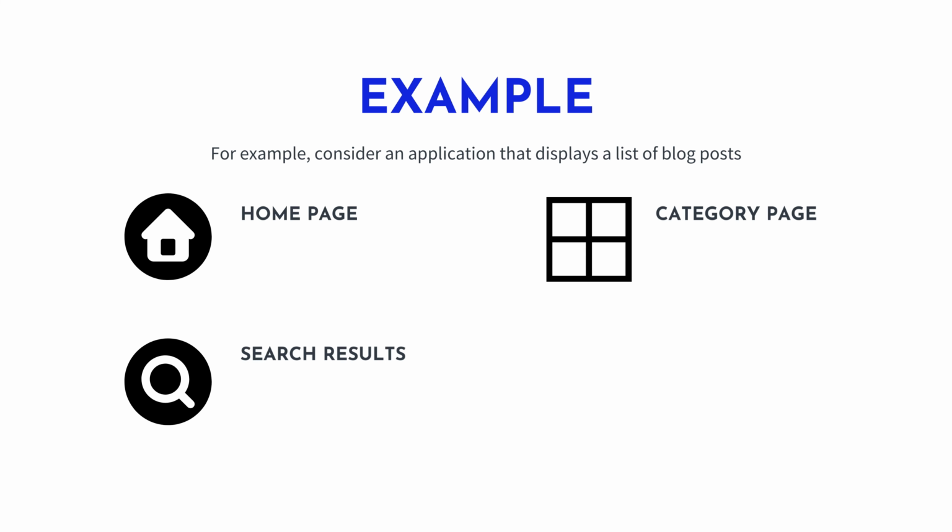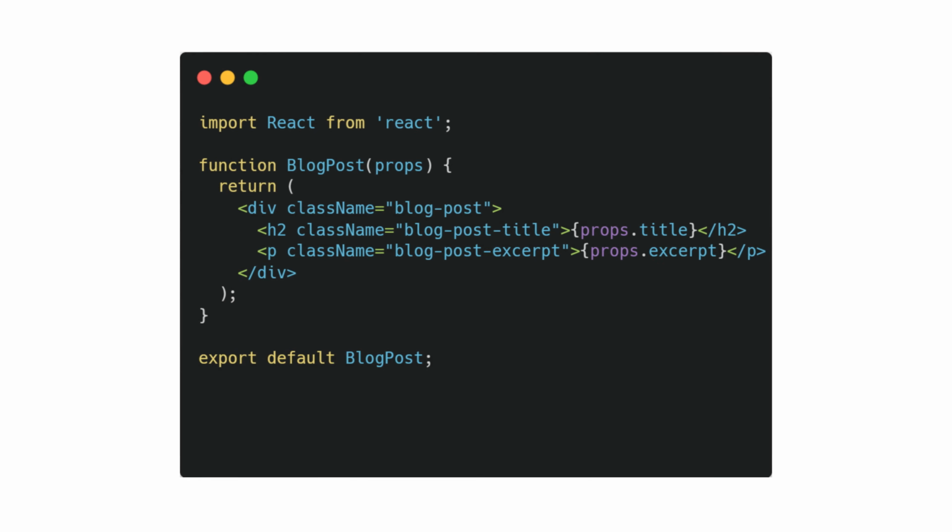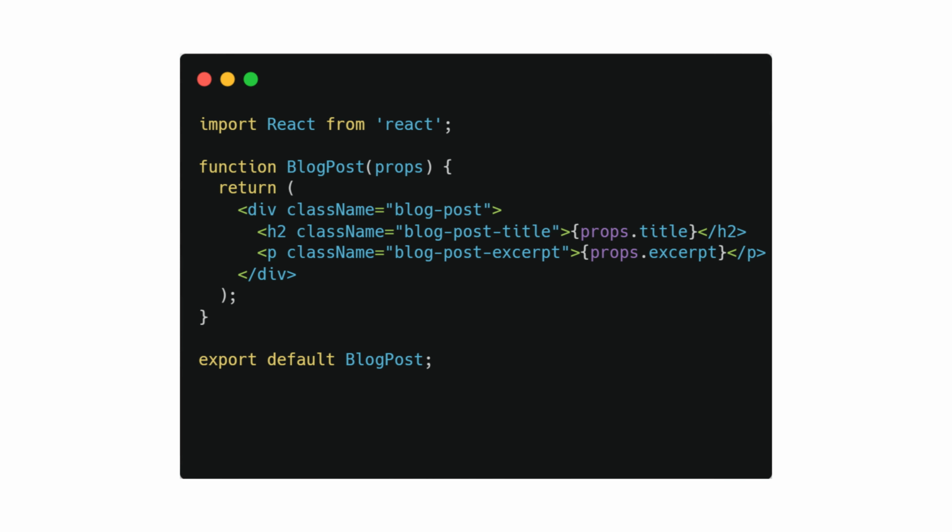Here is an example of a reusable component in React. This component takes in props, short for properties, which are data that can be passed in from the parent component. In this case, the blog post component is expecting to receive a title and an excerpt. The component can then be used in another component like this.